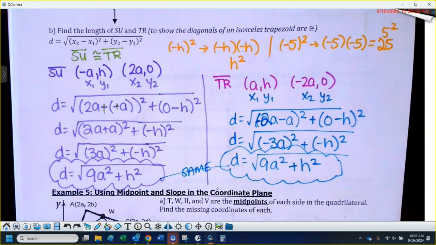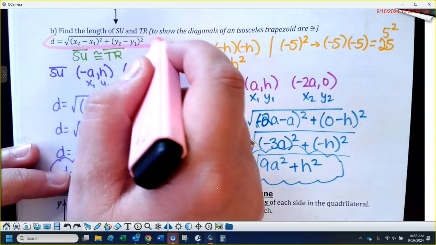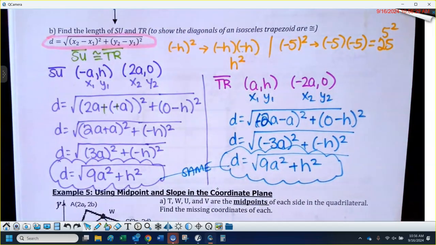And we would give you the distance formula on any test or quiz. So here's that distance formula right here typed out for you. Is anybody having a question?